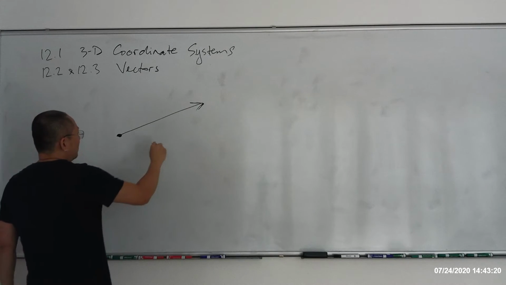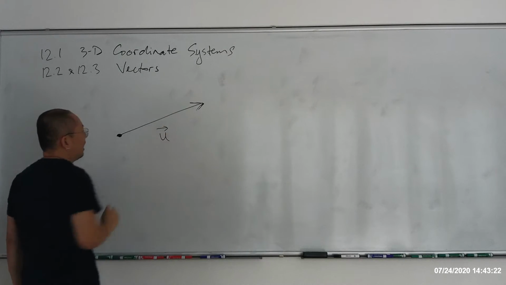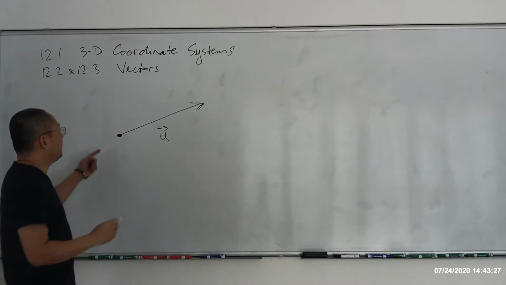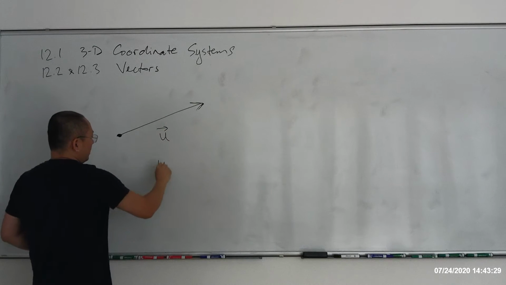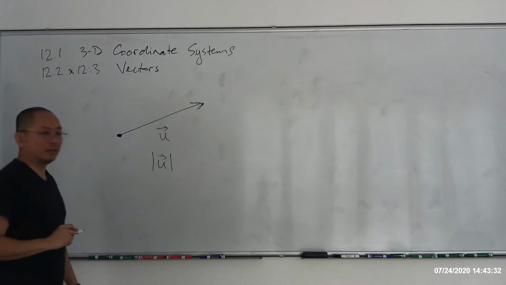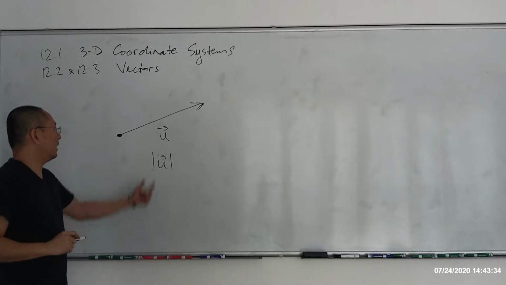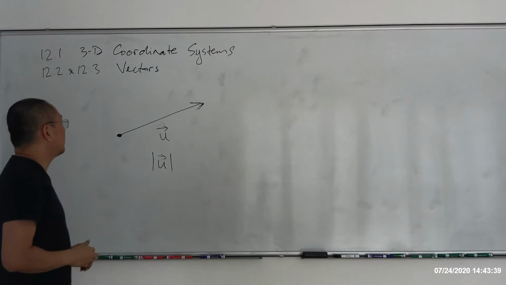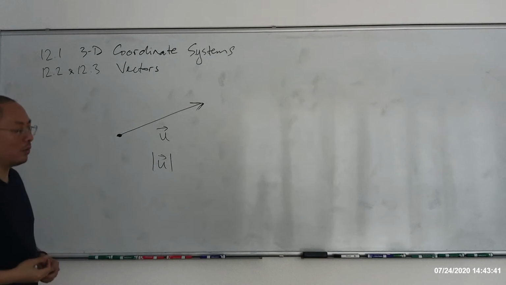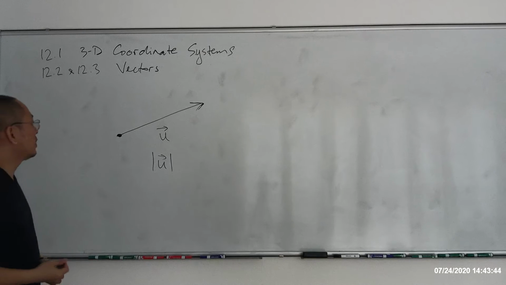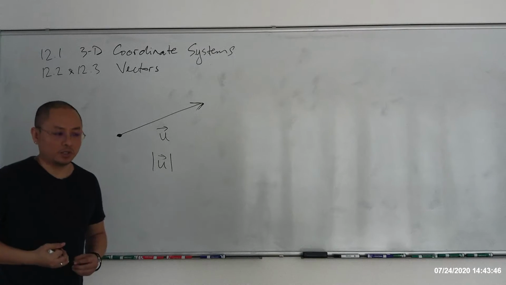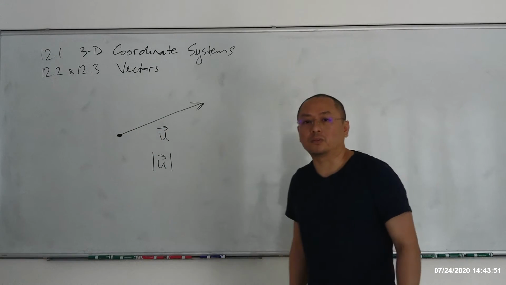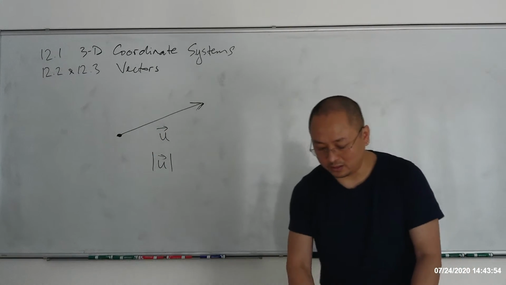Usually people denote a vector by a lowercase letter with an arrow on top of it, so we would call this vector u. The length, or magnitude, of u is denoted with the absolute value, which tells you the length of it. I bet you took trigonometry, where we did talk about vectors in two-dimensional space already. So in Cal 3, we come back to vectors again, but now we talk about vectors in 3D. It's the same thing.